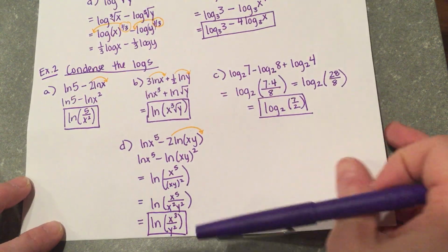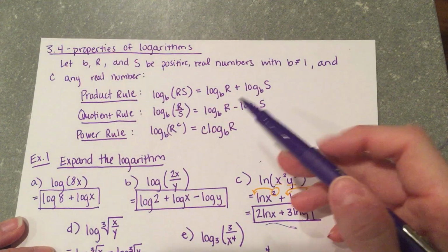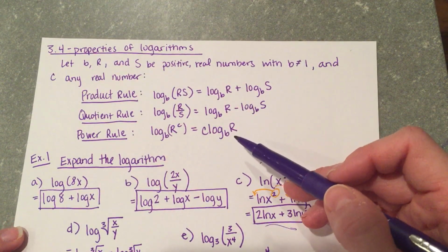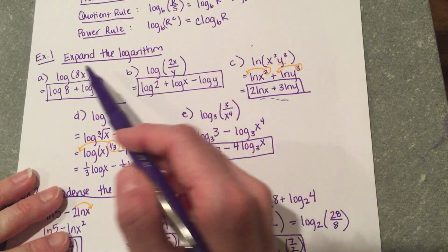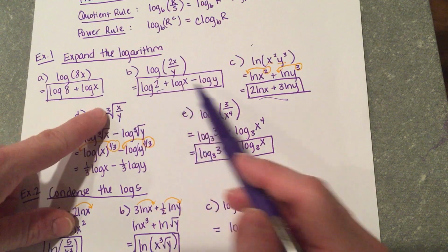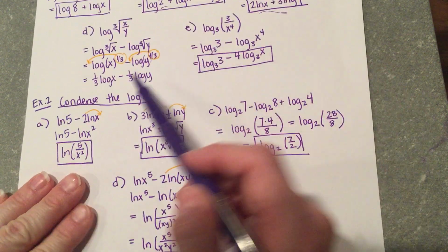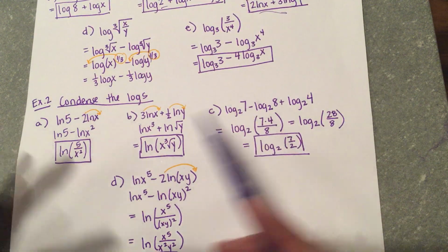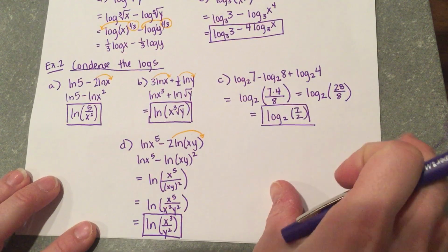Okay, so just to recap, we learned these 3 properties, the product rule, quotient rule, and power rule. We use them to expand these condensed, complicated logs into multiple, more simple logs. Or we can start with multiple logs and condense them down into one log using these properties.